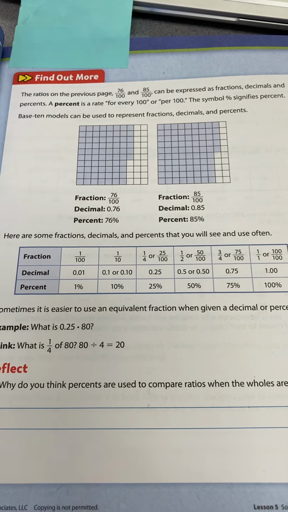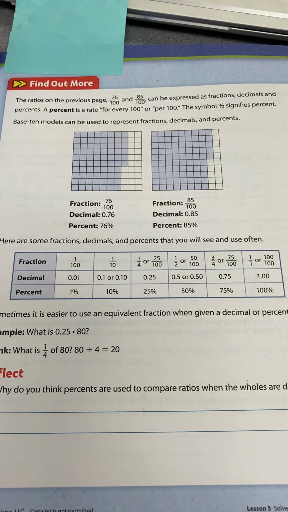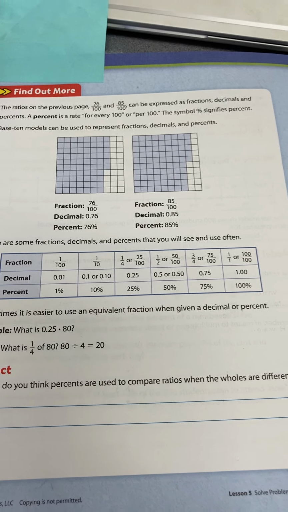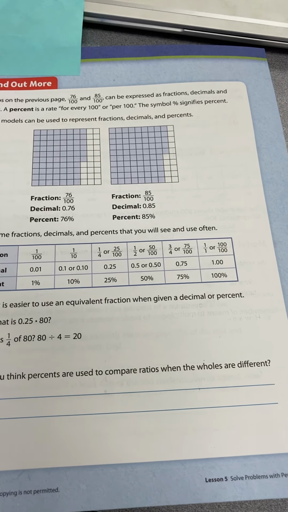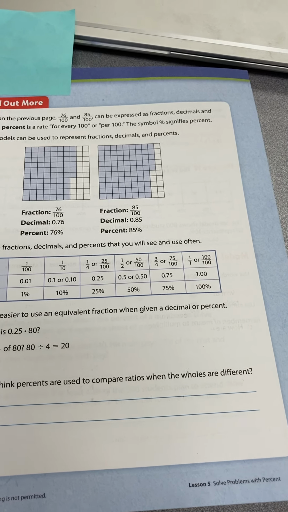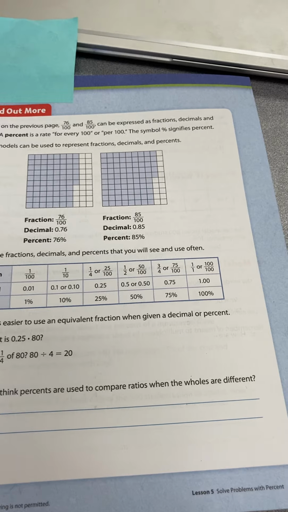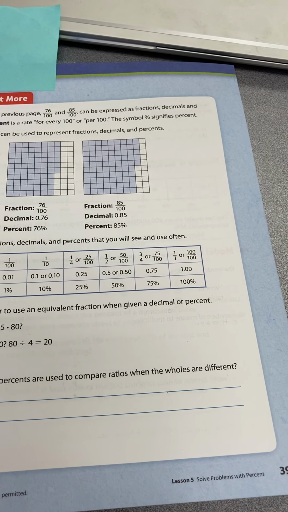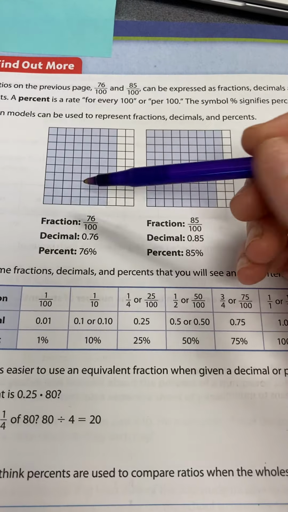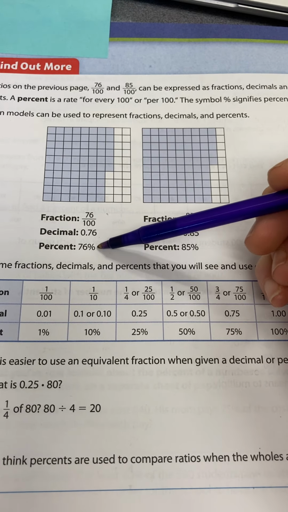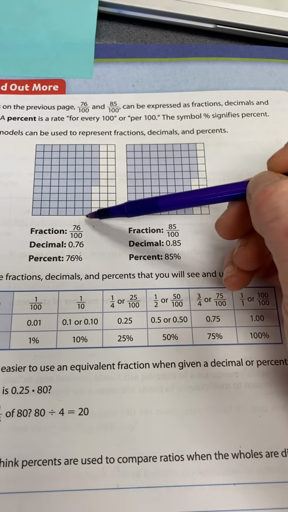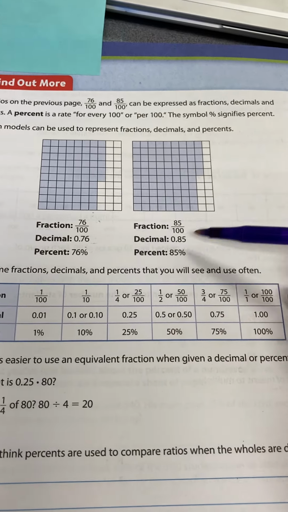Okay, the ratios on the previous page, 76 to 100 and 85 to 100, can be expressed as fractions, decimals, and percent. A percent is a rate for every 100 or per 100. The symbol signifies percent. Base 10 models can be used to represent fractions, decimals, and percent. So it's trying to show you that you can go in between all three different types of ratios. You can turn your percent into a fraction and then your fraction into a decimal.